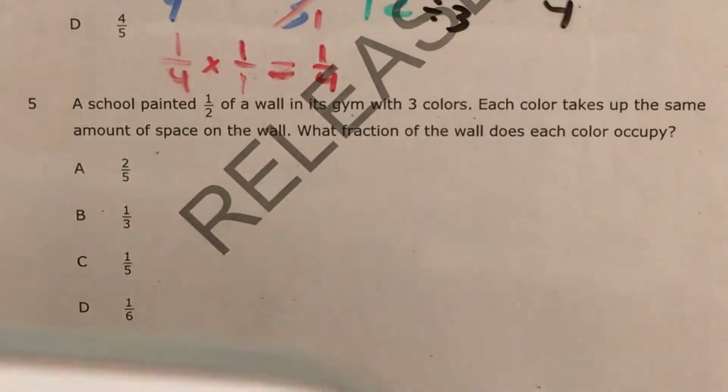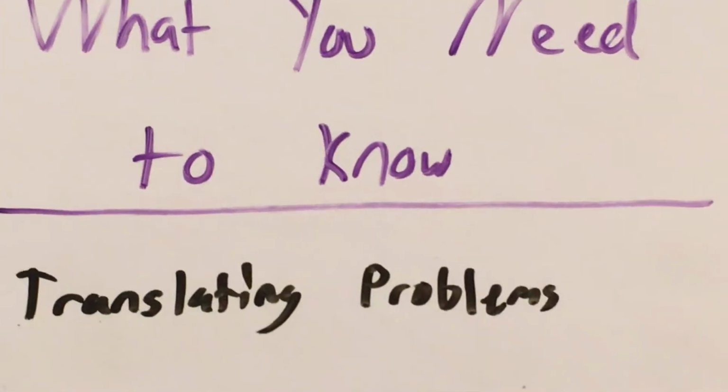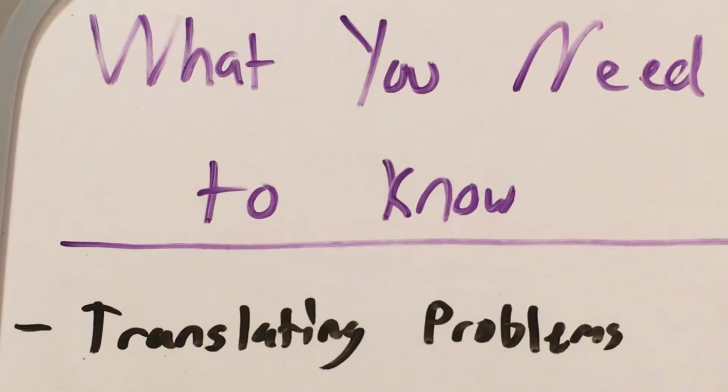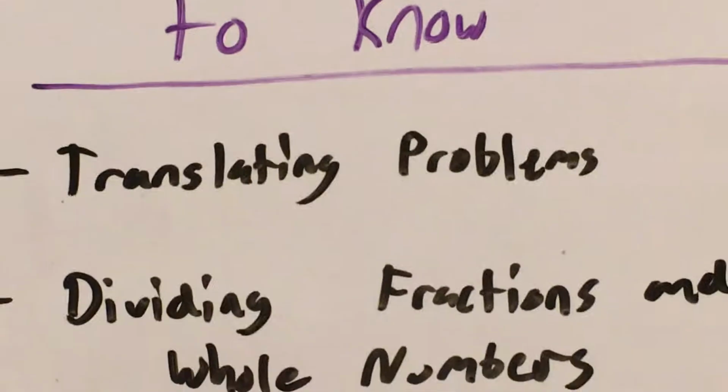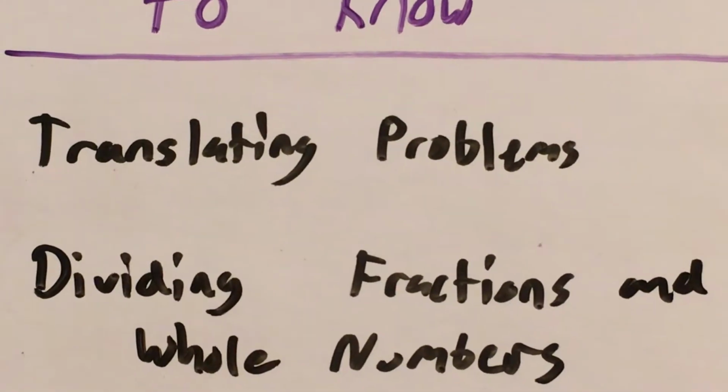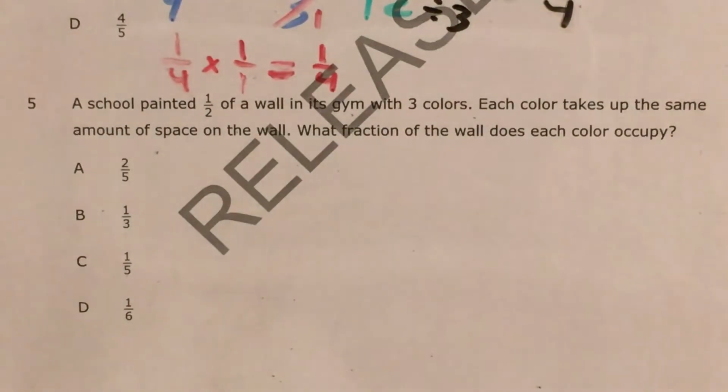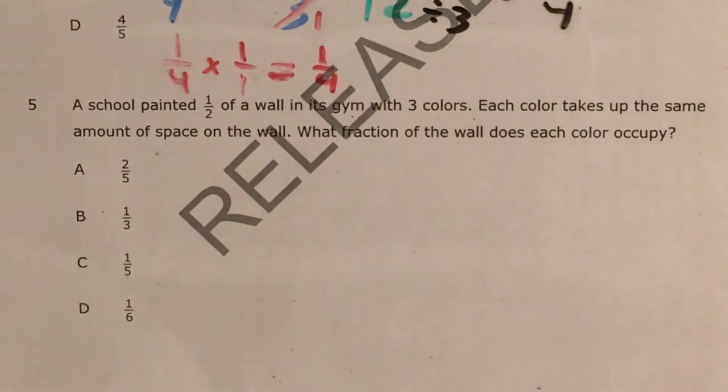So to do a problem like this and to do it really well, we need to translate problems and know what we're looking for, what keywords to use and all that. And also, we're going to end up dividing a fraction by a whole number. This is going to be kind of tricky, but we'll make it through.